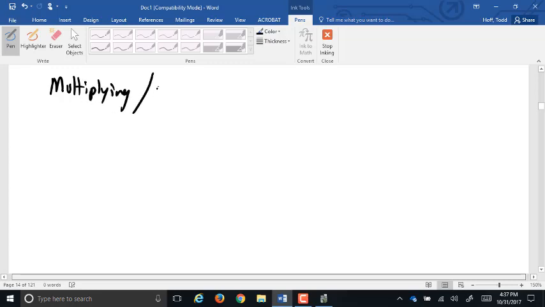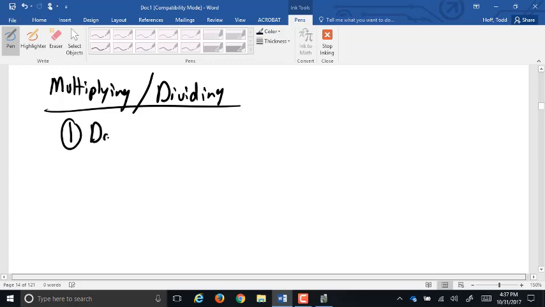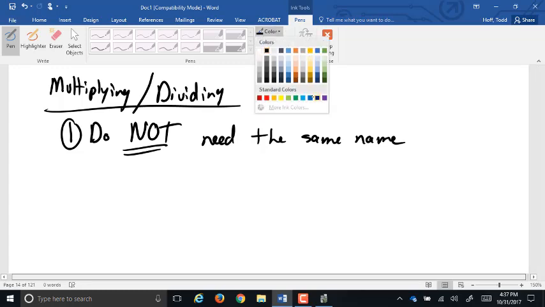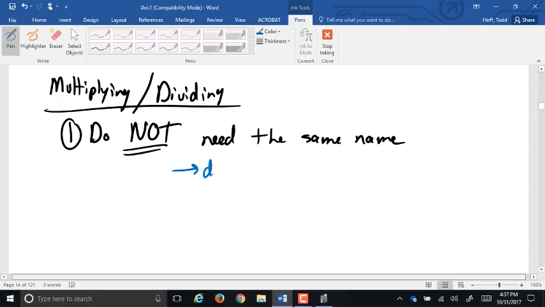Multiplying and dividing. Remember, when we multiply or divide with numbers, first of all, we do not need the same name. What that means for decimals is when we multiply or divide, we do not need to line up decimal points. This is equivalent to fractions. We didn't have to get a common denominator to multiply or divide.